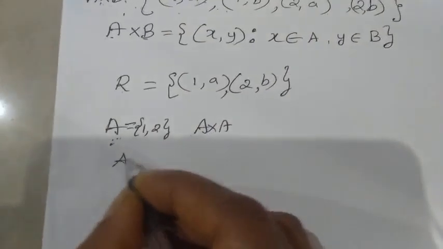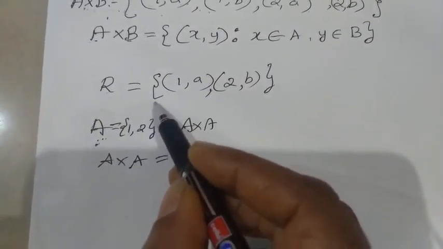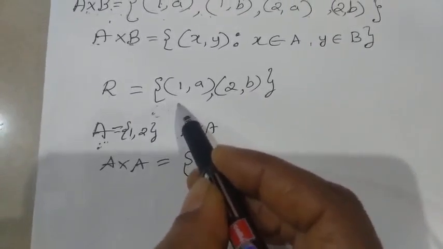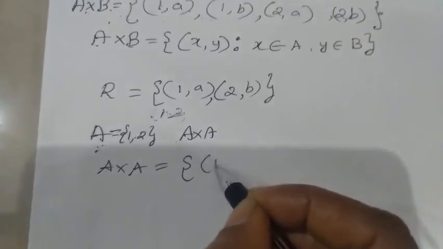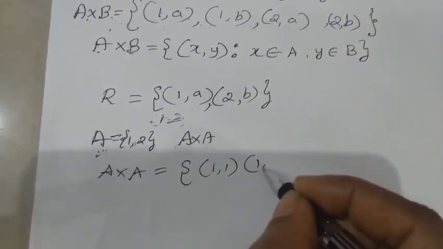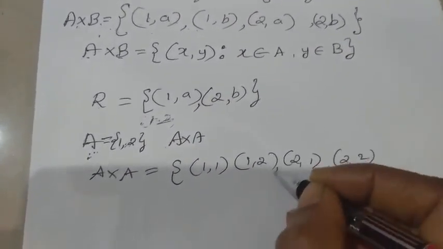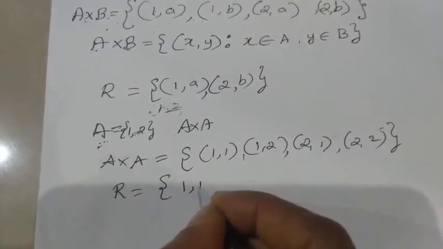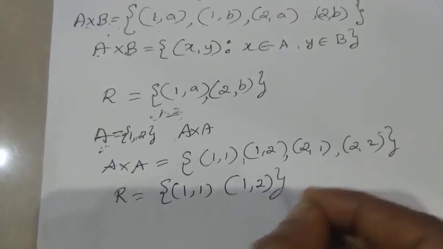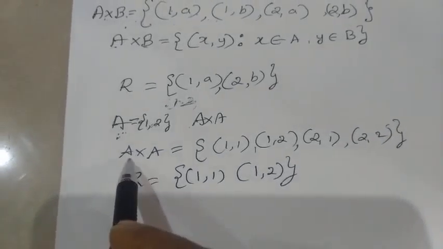A cross A is simple. A contains only 2 elements. For A cross A, once again you make ordered pairs with A only. Means 1, 2. You are making pairs with the same set: 1, 1; 1, 2; 2, 1; 2, 2. This is A cross A. Now, we can write one relation like this: 1, 1; 1, 2. This is one relation in a set A. Means a relation in a set A is a subset of A cross A.